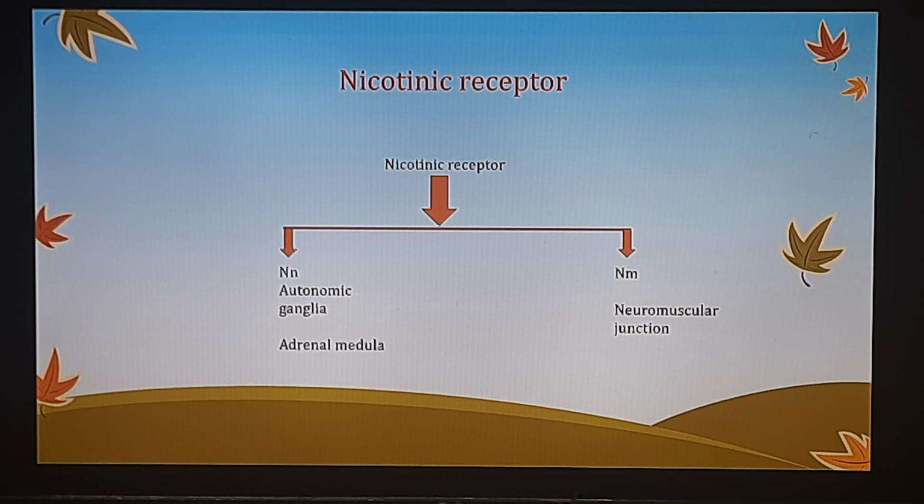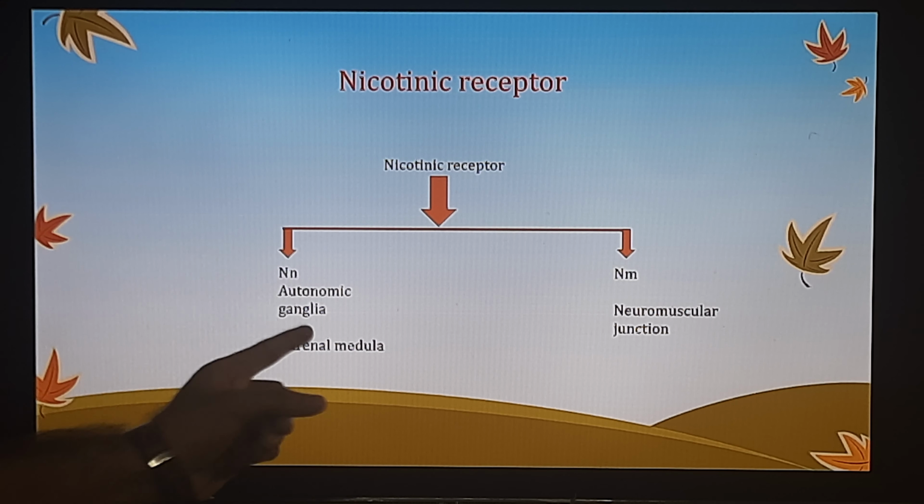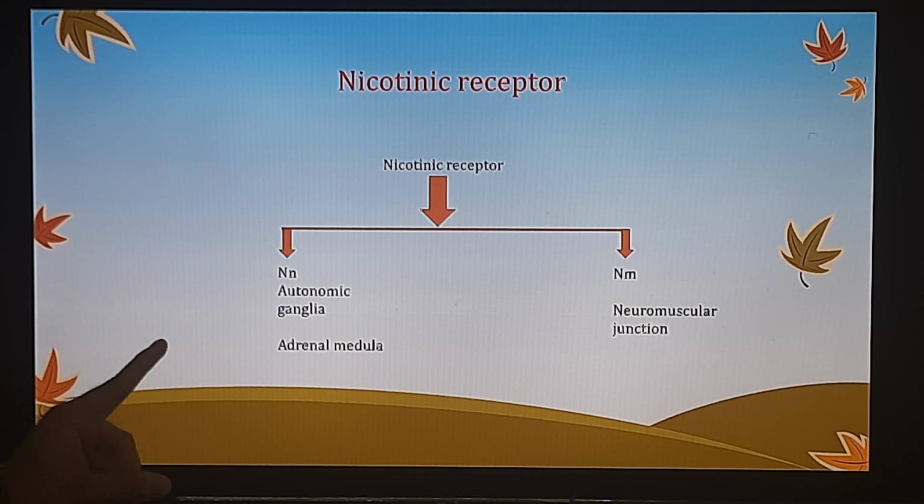Now this was all about our muscarinic receptors. Let us move on to our second important receptor, the nicotinic receptor. As I told you, the nicotinic receptor can be further subclassified into two main categories. The very first is the NN type of nicotinic receptor and the second is the NM type. The NN type is mainly present in our autonomic ganglia and in our adrenal medulla.